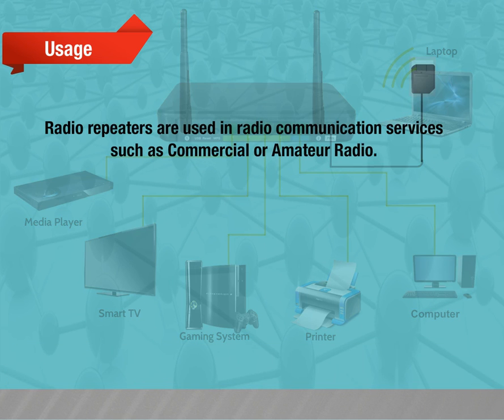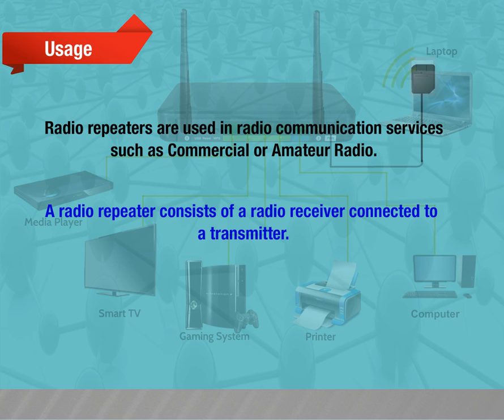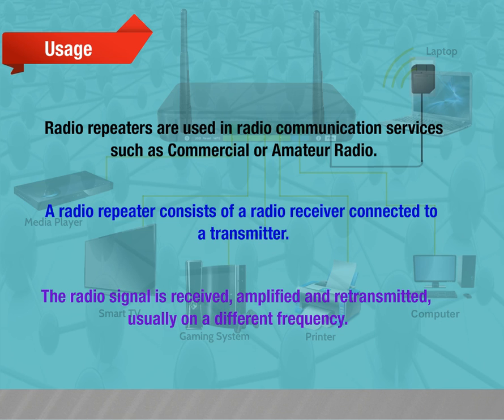Radio repeaters are used in radio communication services such as commercial or amateur radio. A radio repeater consists of a radio receiver connected to a transmitter. The radio signal is received, amplified, and retransmitted usually on a different frequency.